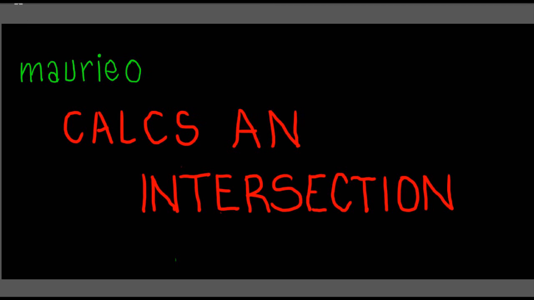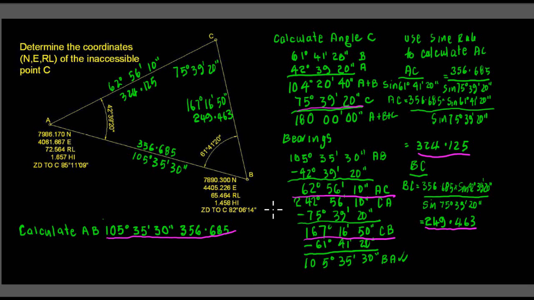The classic situation where you have set up from two known points and observed to a point that might be slightly inaccessible. The job here is to calculate the coordinates and in this instance the height of C. So here we are, we've got the coordinates of A and B, we've got the instrument height at A and B, the zenith distance to C, and then we've got the angles that we observed at A and B.